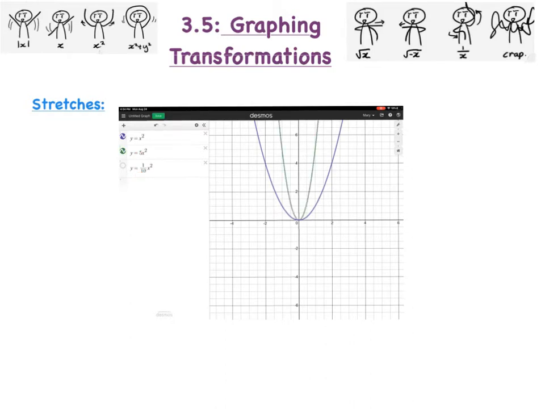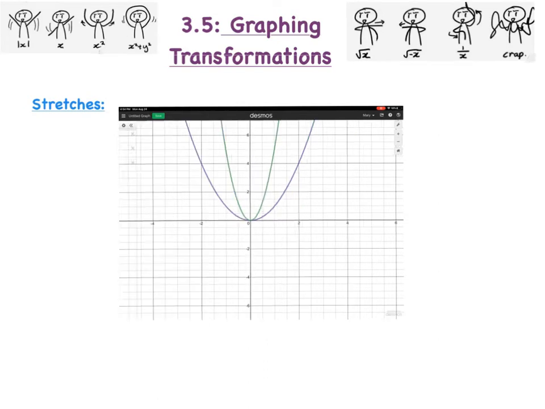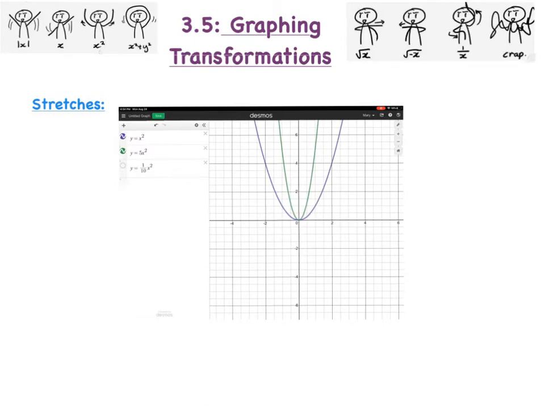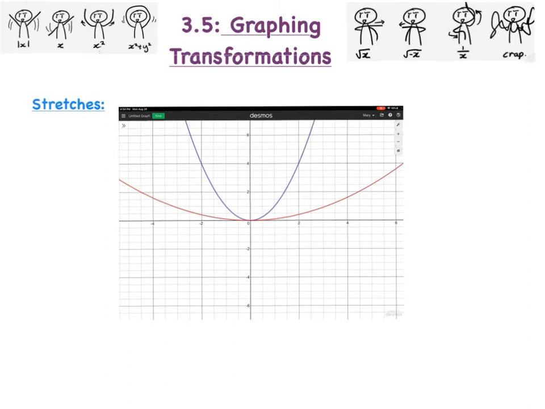So notice what happens when we multiply the function x squared by a 5. That function got narrower. The graph of the function got narrower. However, when we multiply the function by a 1/10, it's still a parabola. It still opens up. It just gets wider.